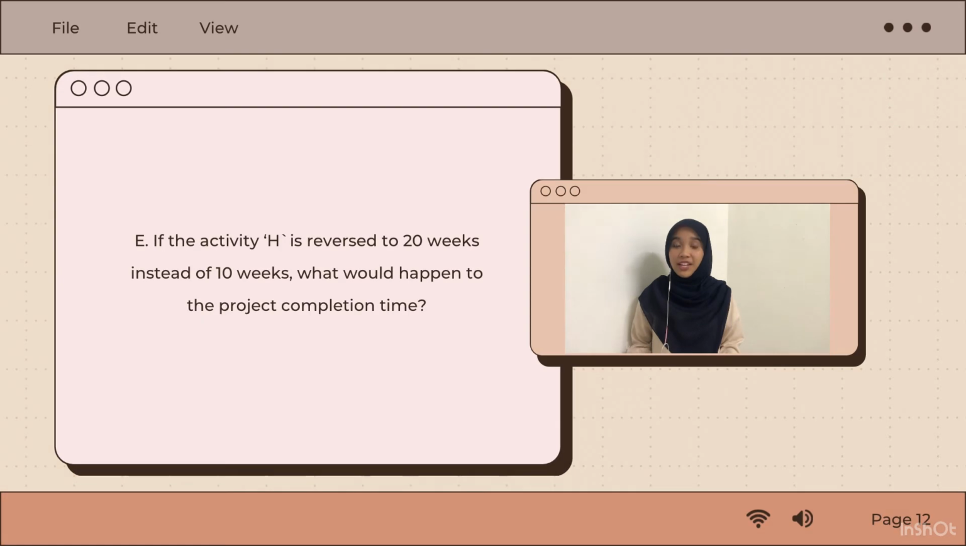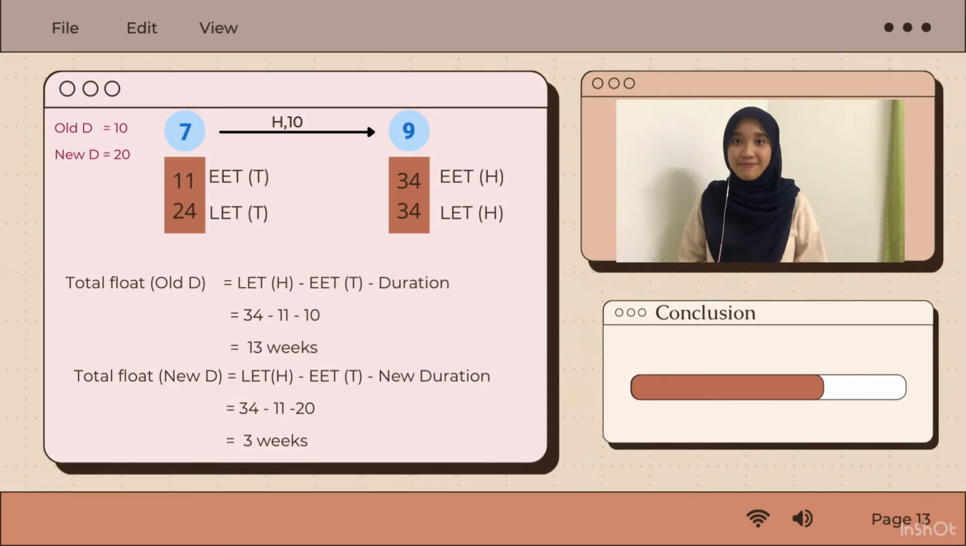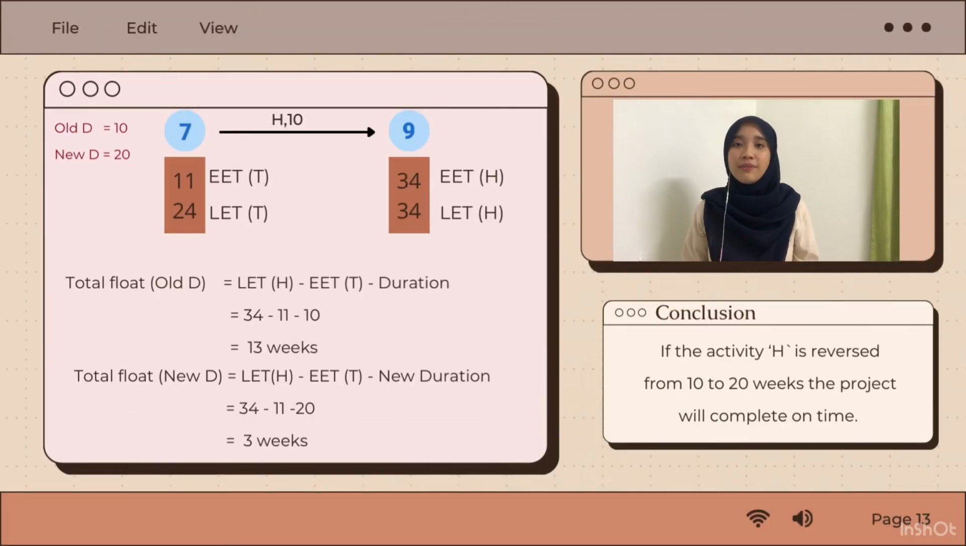For question E, if activity H is increased to 20 weeks instead of 10 weeks, what will happen to the project completion time? For this question, use the total float formula and look for the old duration and new duration. So, LET of H minus EET of tail minus duration, which is 34 minus 11 minus 10, equals 13 weeks. And for the new duration, which is 34 minus 11 minus 20, we will get 3 weeks. So if activity H is increased from 10 to 20 weeks, the project will still complete on time.